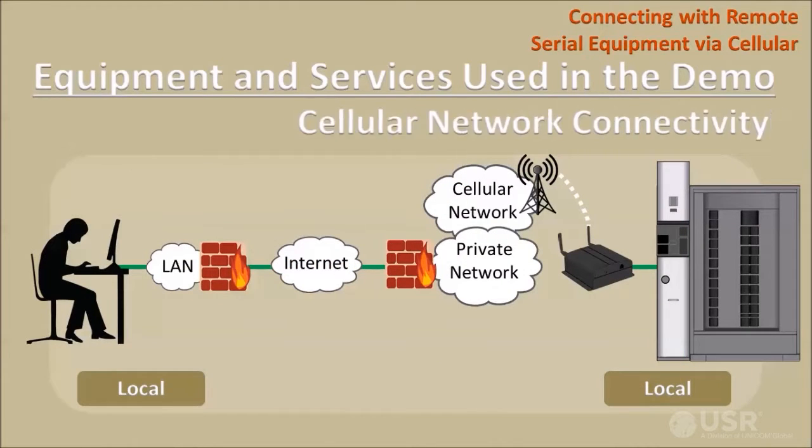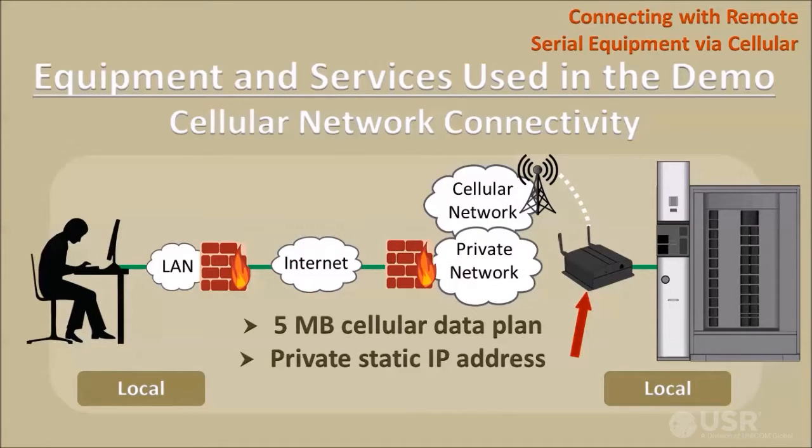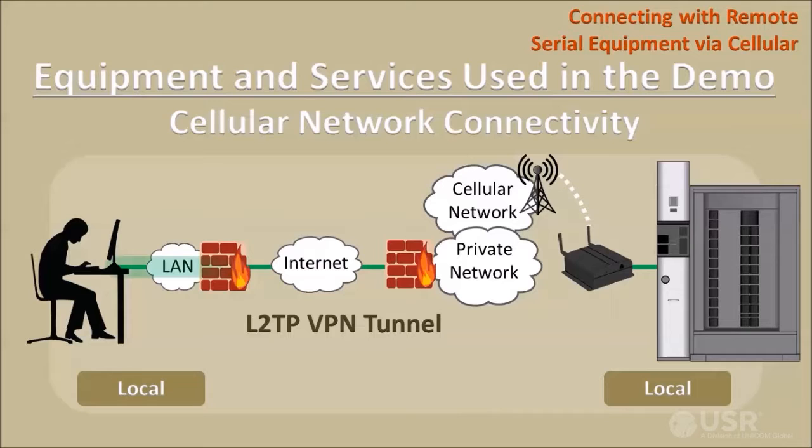The cellular service for this gateway is a 5 megabyte data plan, and it has a static IP address. And my cellular service provider has set up an L2TP VPN tunnel between my terminal and their network to allow mobile terminated connections.